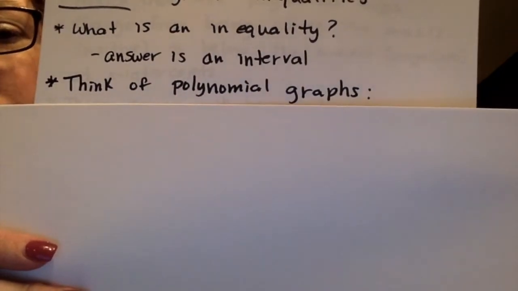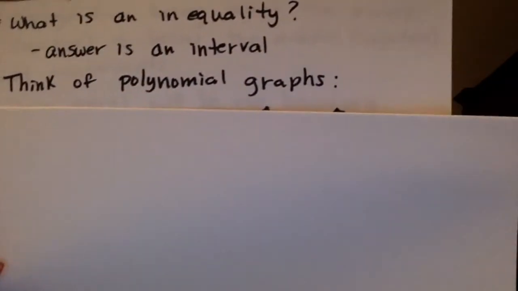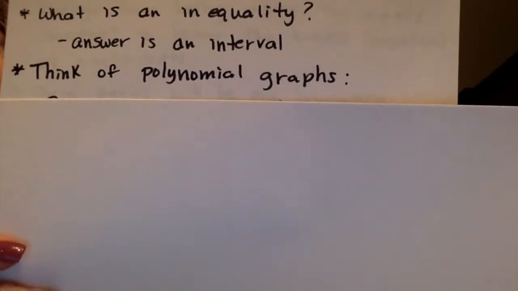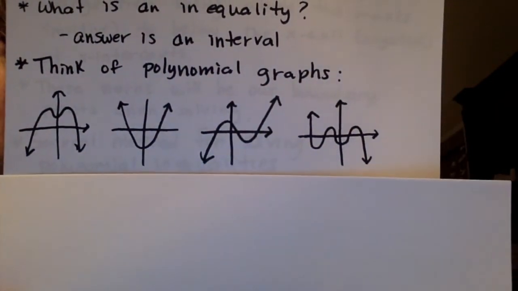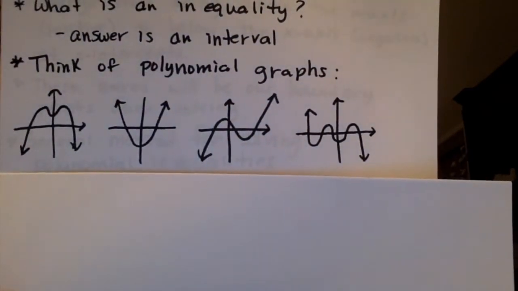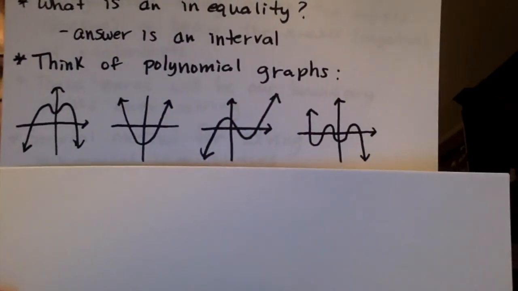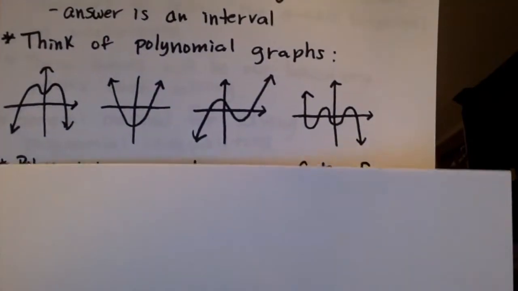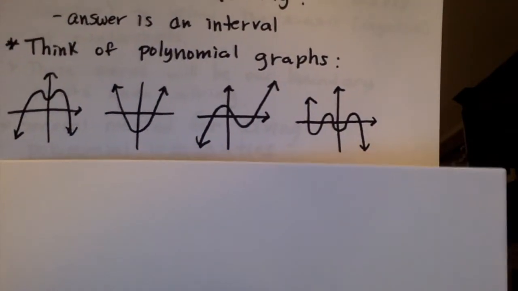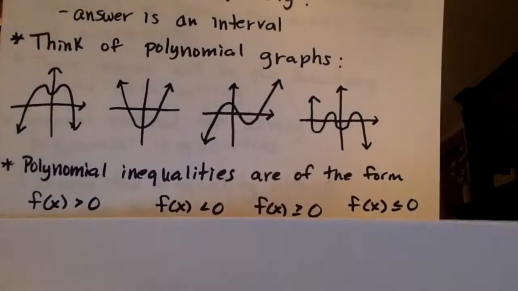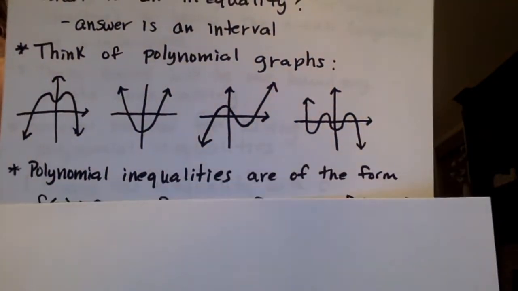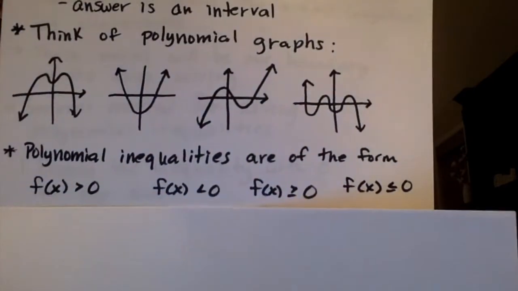Okay? So we're going to think about some polynomial graphs. We've talked about polynomials before, and let's remember polynomial graphs are smooth and continuous. So here are some samples of polynomial graphs. Remember that you can pause the video if you need time to draw them or write down anything that we've missed already.